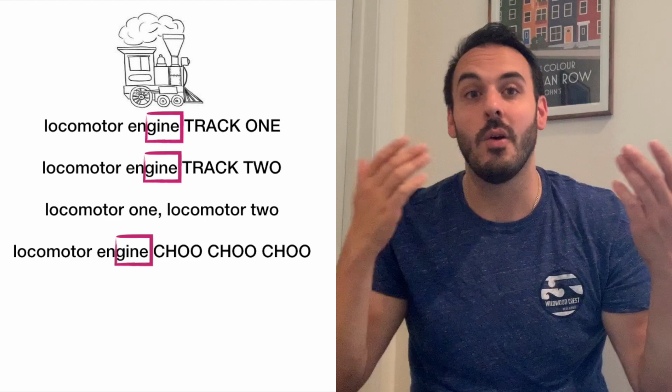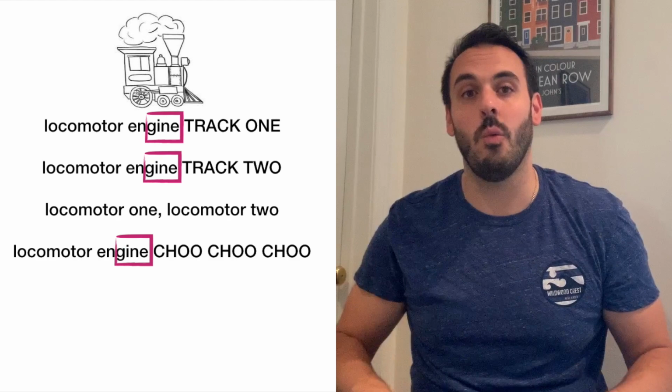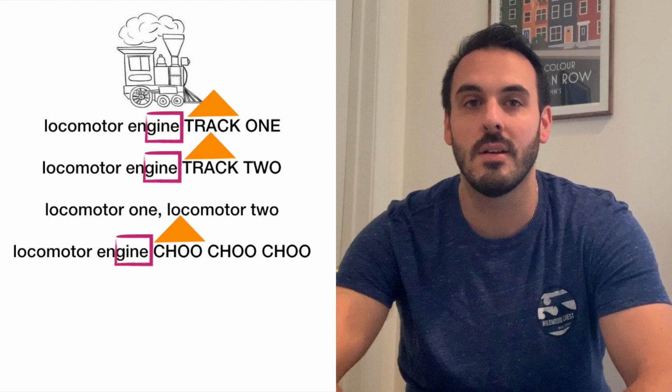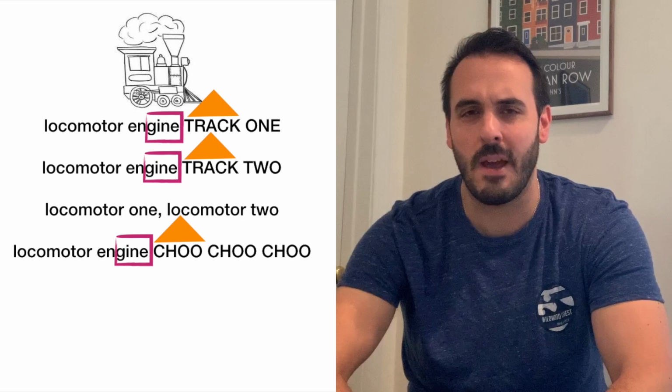Locomotor engine, track one. Locomotor engine, track two. Locomotor one, locomotor two. Locomotor engine, choo, choo, choo. Well, now what do we have? Yeah, some orange triangles. How many? Three, same number as before.